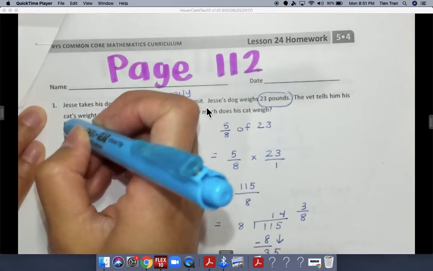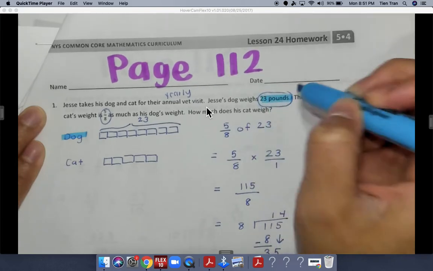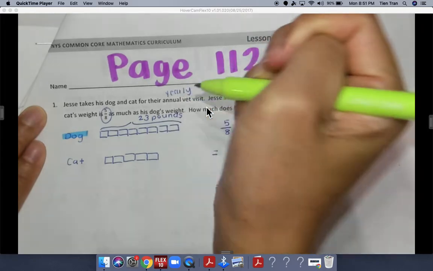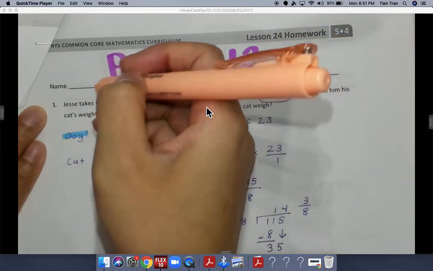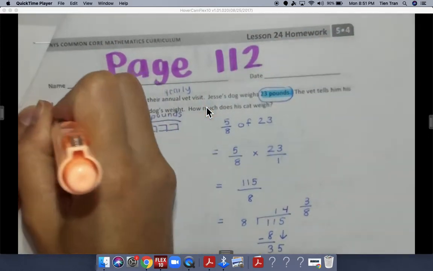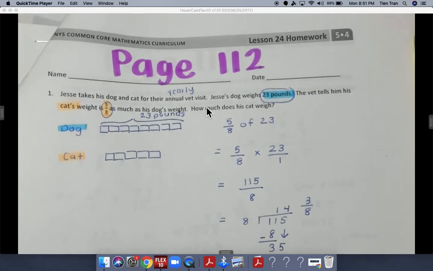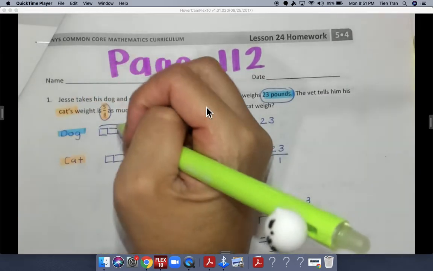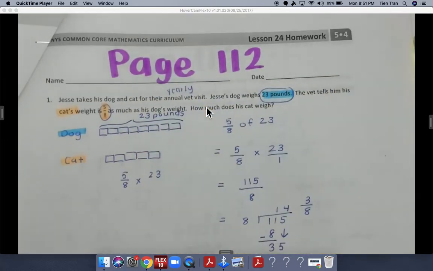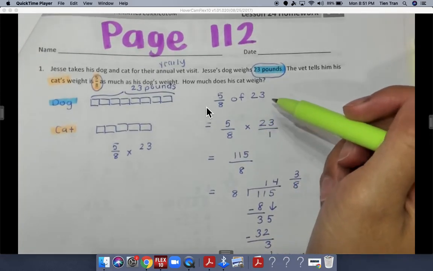weighs. So right here, this is Jesse's dog, and it says here that the dog weighs 23 pounds. So this is where I'm getting the number 23 from, 23 pounds. And they also mention in the information that his cat weighs 5/8. So here is the cat, and that is going to be 5/8 of 23. So I'll put right here 5/8 times 23. Now I'm going to multiply to find out how much his cat weighs.